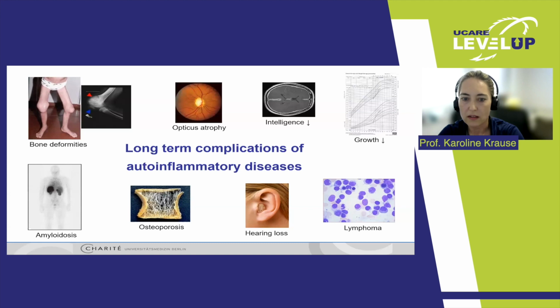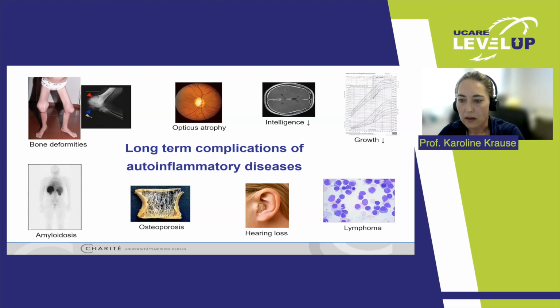Anne mentioned that there is a huge delay in diagnosis for many of these patients, and therefore, at least decades ago, many patients suffered from long-term complications if they were not treated in time. These are bone deformities, for example, in CAPS patients, opticus atrophy, neurological symptoms, growth retardation, amyloidosis, osteoporosis due to the severe inflammation. Hearing loss is something we in particular observe in the genetic CAPS disorder, and lymphoma.